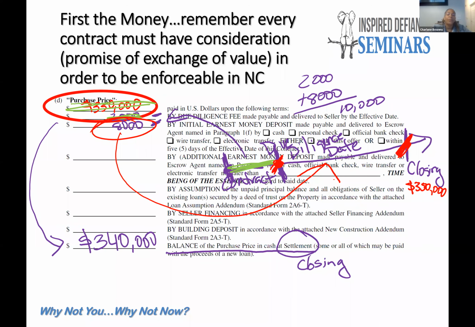Does that make sense for everybody? So the due diligence is part of it. You can decide to step back away from the contract. The due diligence fee is $2,000. So here's the way to think of it. The due diligence fee gets you on the ride in the beginning. You get to get on the ride because you paid the due diligence fee.